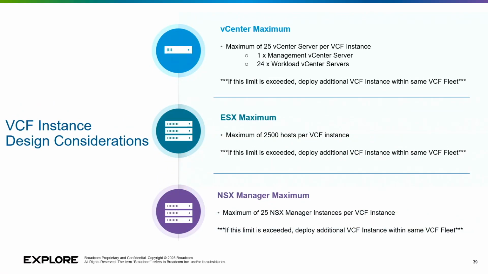So now let's start looking at some of the limits that exist for an instance and then for a fleet, right? So when we are talking about an instance, there are some scale numbers for you to be mindful of. A single instance can have up to 25 vCenters. For ESX, you have 2,500 hosts. That's the maximum per VCF instance. And NSX managers is also 25. So some of the things for you to be mindful of as you build this cascading infrastructure that goes from instance to fleet to then private cloud.